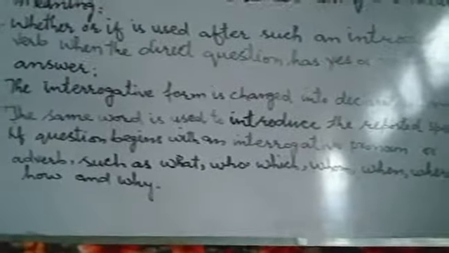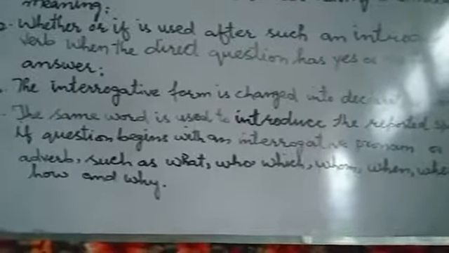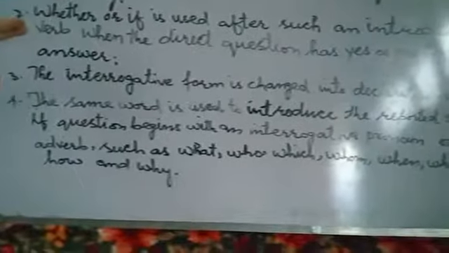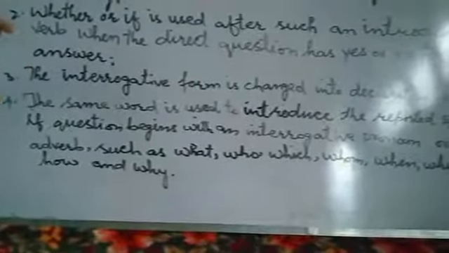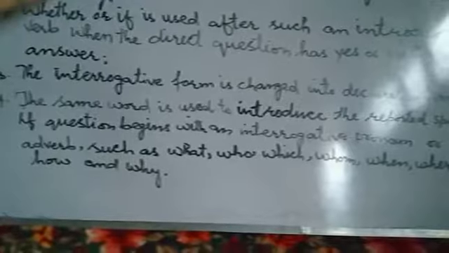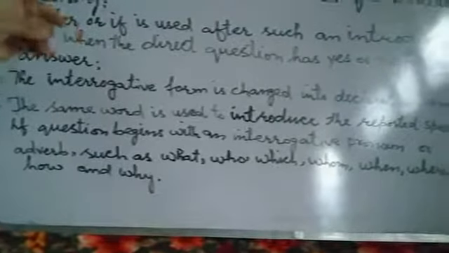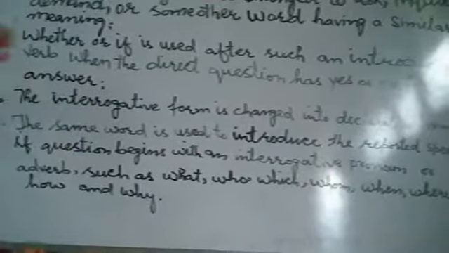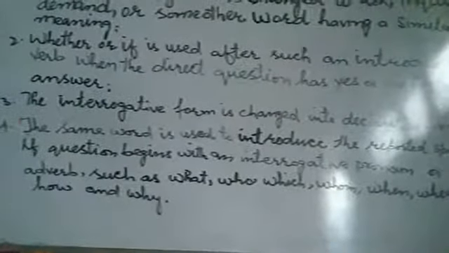For example, "He said to me, 'What's your name?'" becomes "He asked me what my name was." The interrogative sentence is changed into a declarative, or we say an assertive sentence. We cannot keep it the same as an interrogative sentence in indirect speech.